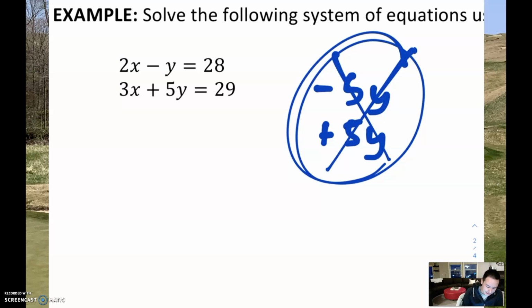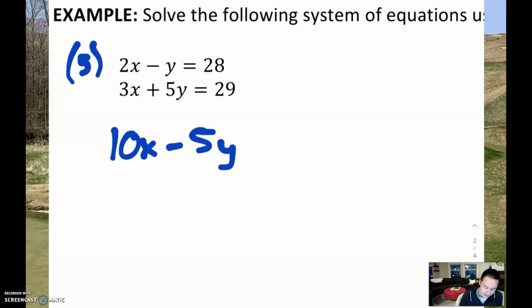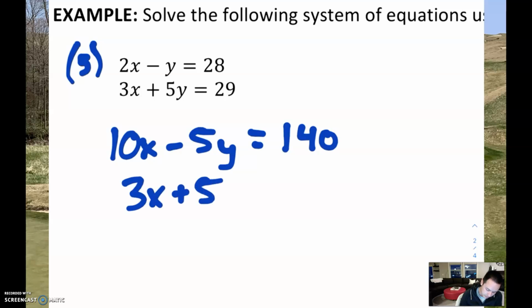But what I can do is multiply the top row by 5. So I'm going to multiply by 5 on the top row. And we're going to distribute that 5 to the entire row. So 5 times 2x gives us 10x. 5 times negative y is negative 5y. And then 5 times 28 is 140. Then what we're going to do is just copy down this bottom row so they all line up.